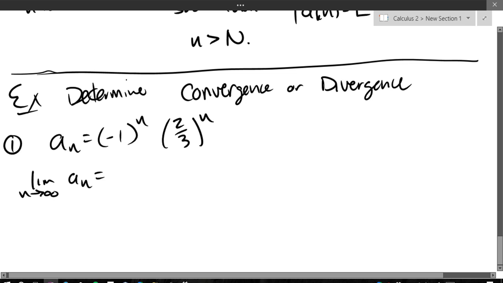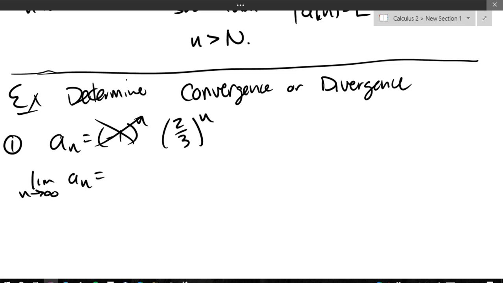Let's make this a tiny bit easier. Throw away the negative 1 to the n part. Just get rid of that. Make it a tiny bit easier. So I'll give you 1 minute. Tell me if it converges or not.